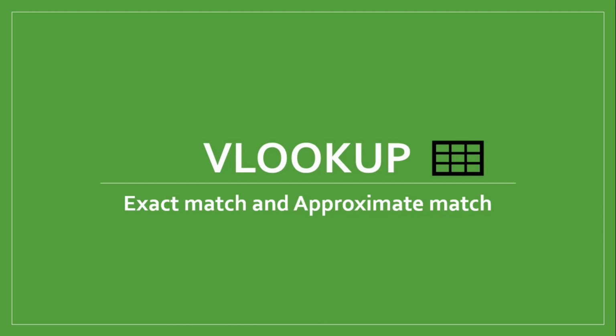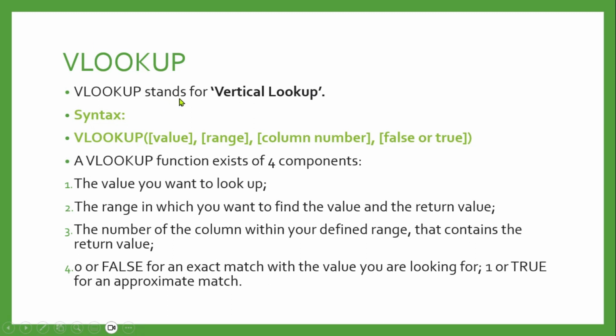First you must understand what VLOOKUP is and how it can be useful. VLOOKUP stands for vertical lookup. The syntax contains four parameters: VLOOKUP, in brackets, value, the value you want to look up. This is the first argument. The second argument is a range in which you want to find the value and return the value. The third argument is a column number, or you can say an index number, the number of a column within your defined range that contains the return value.